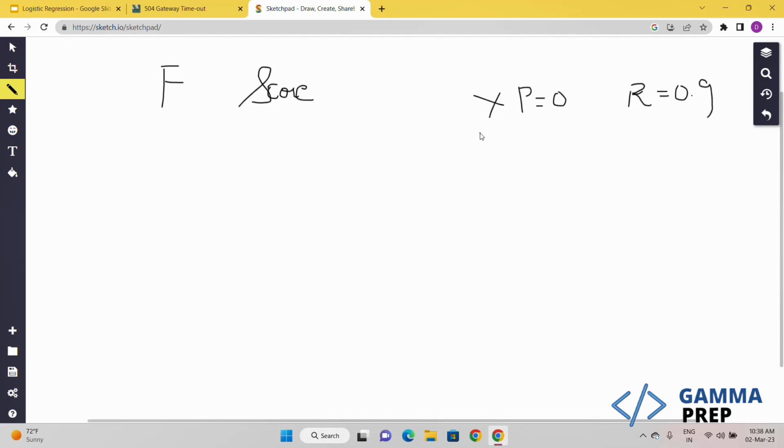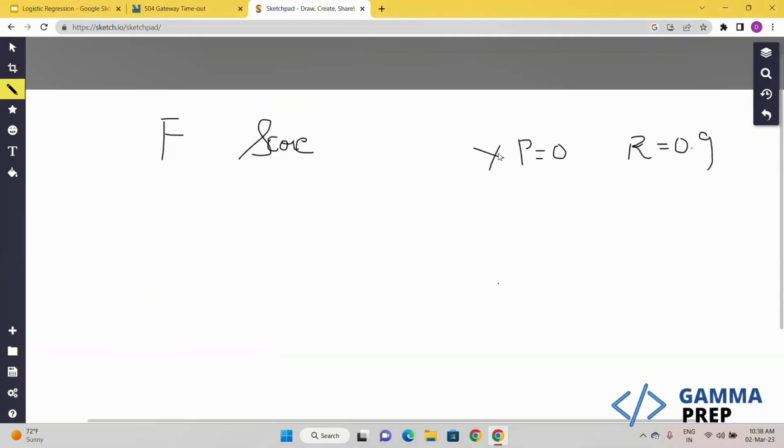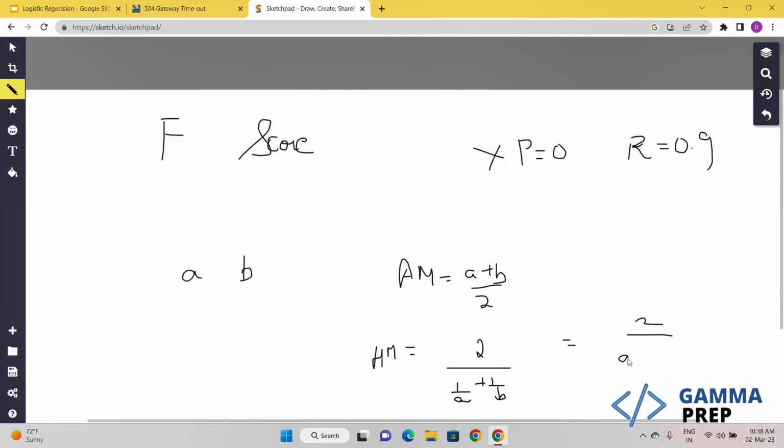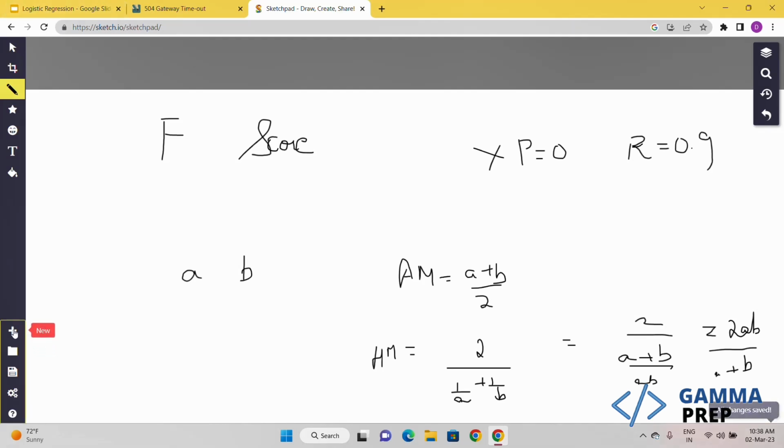the harmonic mean of precision and recall. Let me explain: if there are two numbers A and B, then the arithmetic mean is (A plus B) by 2, whereas the harmonic mean is 2 by (1 by A plus 1 by B), which is 2 by (A plus B) by AB, which is 2AB by A plus B.